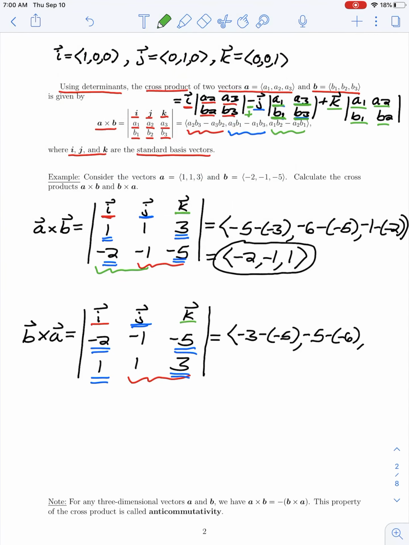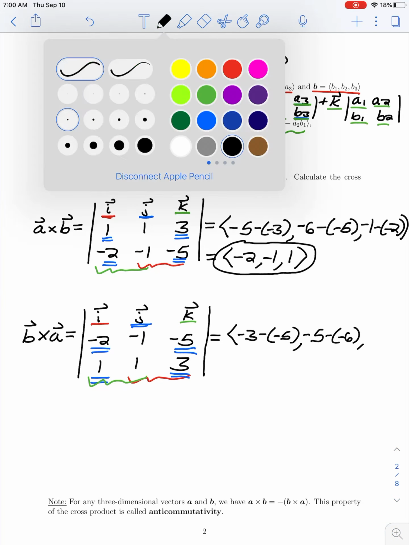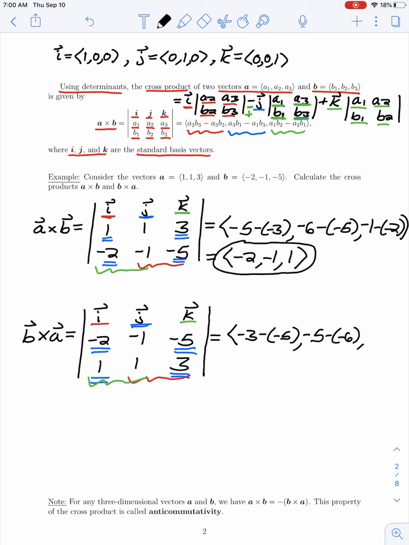And then for our K component, we would have the determinant of the 2 by 2 matrix in the bottom left of our 3 by 3 matrix, the one we would get by deleting our first row, third column, which would give us a -2 minus the -1. So simplifying, we have -3 plus 5 is 2, -5 plus 6 is 1, and -2 plus 1 is -1.